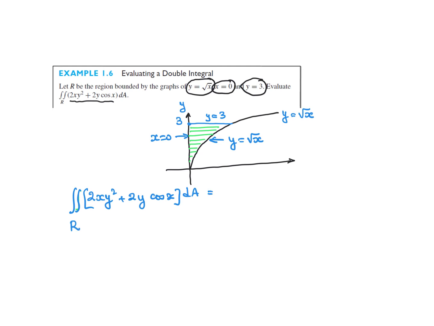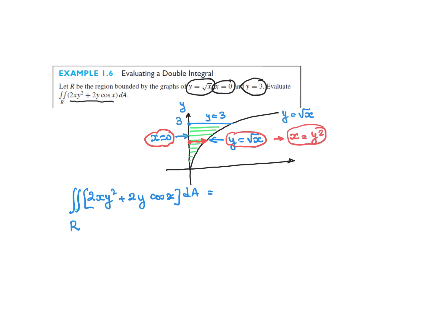Okay, I think we can integrate first with respect to x if we want, or with respect to y. It doesn't really matter that much here. Both will work, but if I decide to integrate first with respect to x, then it will be from x equal to 0 to this curve, which, if I square both sides, becomes x equal y squared.